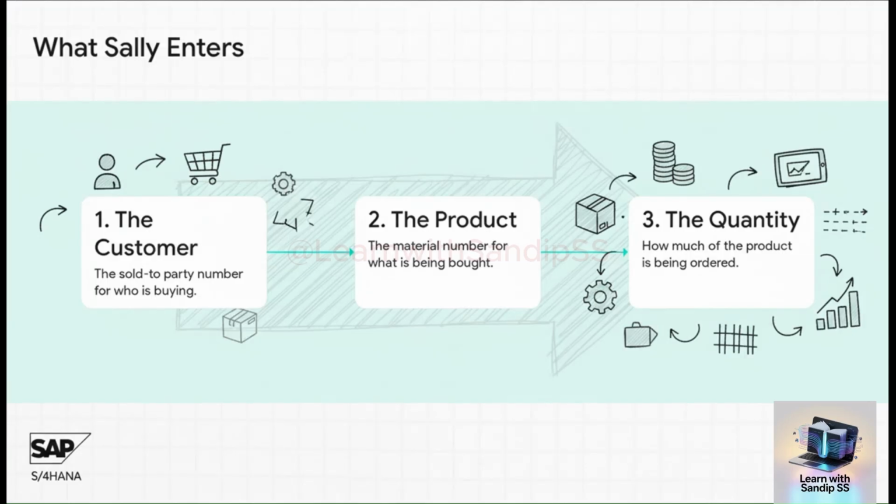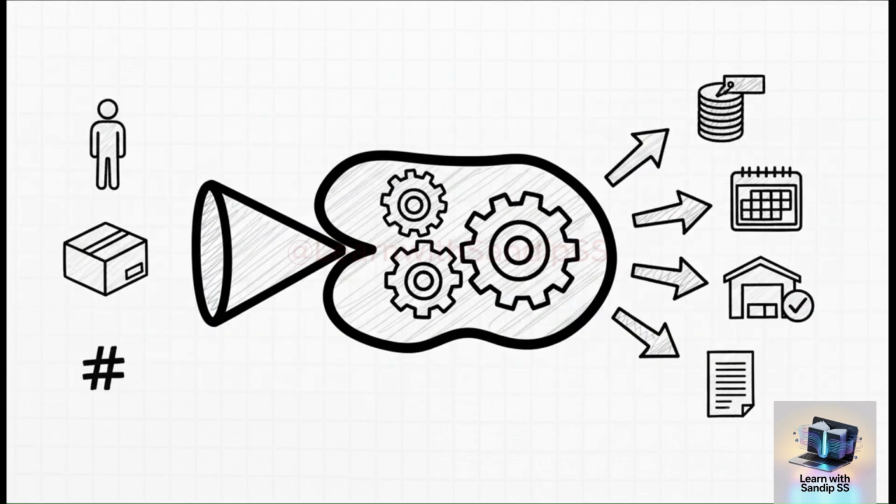Just look at this. It's so simple for Sally. To get this entire complex process started, she only needs to plug in 3 key pieces of information. Who's the customer, what's the product they want, and how many do they need? That's it. Seriously.